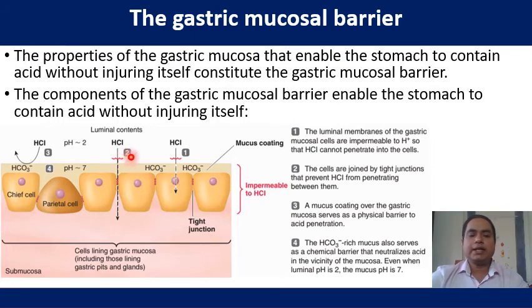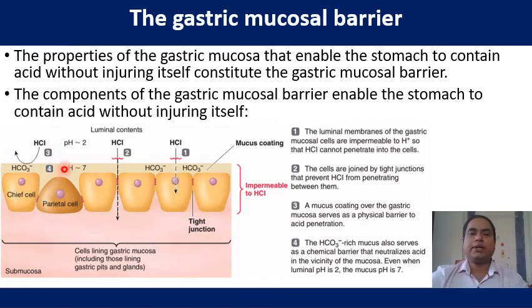The second component of the gastric mucosal barrier is the cell junctions. Actually, these two cells are joined through the tight junction, and the presence of the tight junction prevents the HCl from penetrating between them. The third component of the gastric mucosal barrier is a mucus coating. The mucus coating over the gastric mucosa serves as a physical barrier to acid penetration.